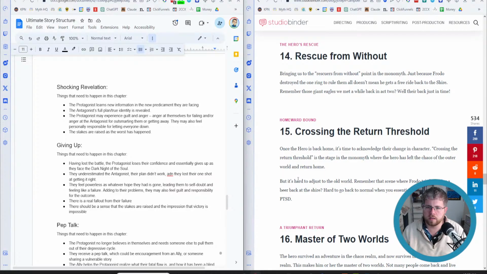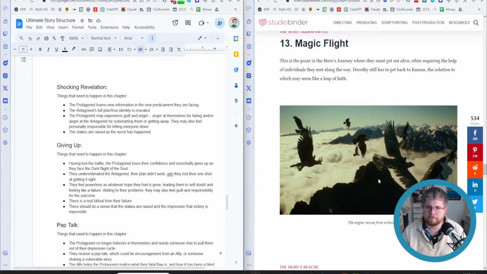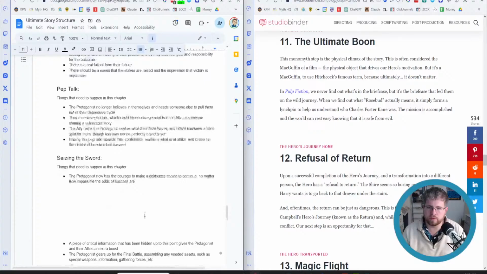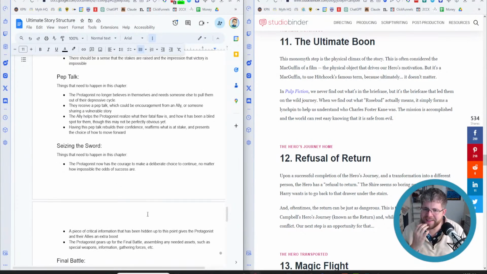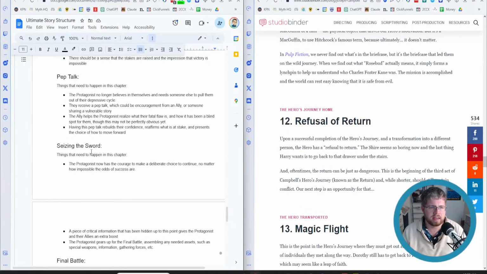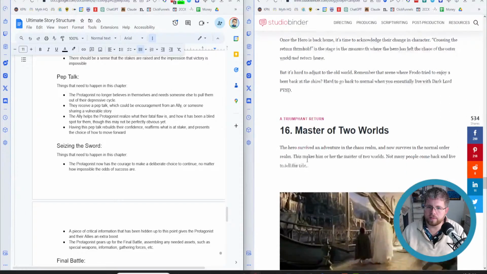Crossing the return threshold. So a lot of these last steps here are like after the climax. Because the ultimate boon and the refusal of return, this sounds like stuff that goes at the end. I can see why Christopher Vogler simplified these a little bit, because Joseph Campbell wasn't thinking from a here's how you tell stories kind of way. He was thinking more of an academic, let's describe what a lot of these stories are doing. Crossing the return threshold and Master of Two Worlds.